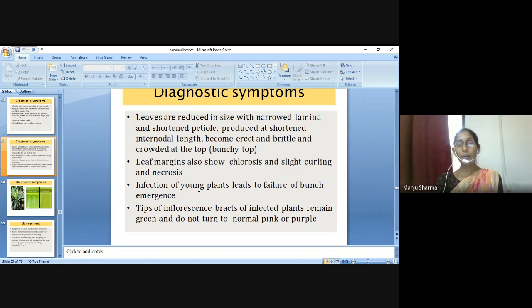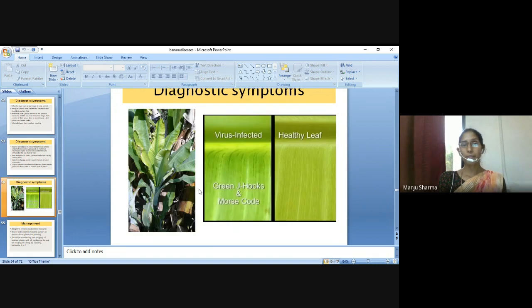Infection of young plants leads to failure of bunch emergence and tips of inflorescence. Bracts of infected plants remain green and do not turn to normal pink or purple. So these are the symptoms: virus infected and healthy leaf, virus infected green J hooks and Morse code.